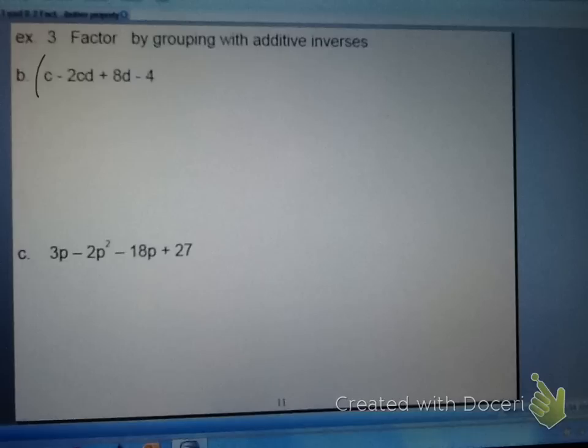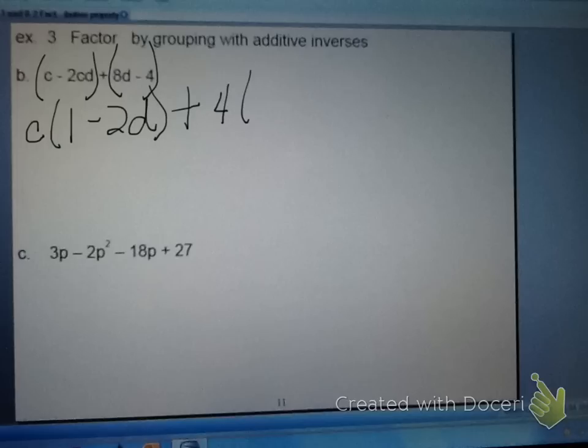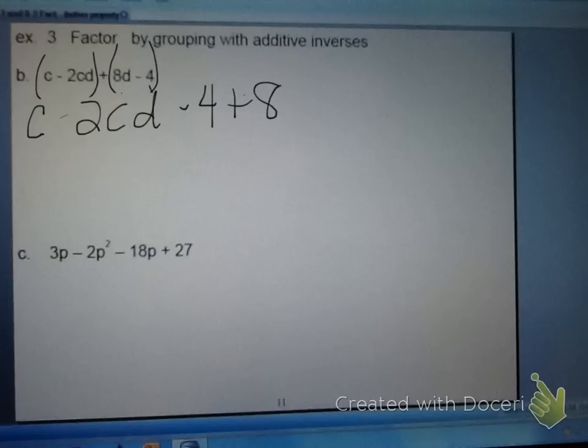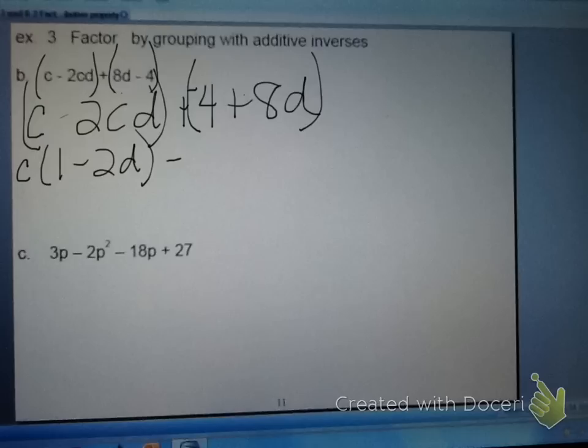Example C, factor the group first two and the last two, and I get a C, 1 minus D plus 4 times 2D minus 1. Okay, these are additive inverses of each other, so I'm just going to erase it and rewrite, flipping the second terms. Group my first two together. I get a C, 1 minus 2D. Now I'm going to factor out a negative 4 and I get 1 minus 2D.